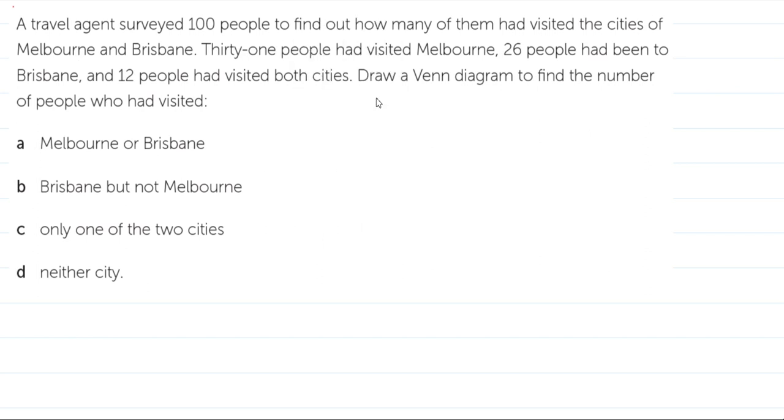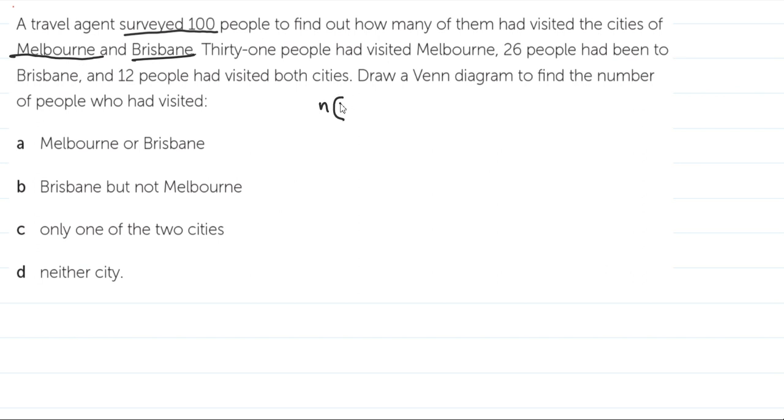The problem says a travel agent surveyed 100 pupils. That would be our universal set, to find out how many of them had visited the city of Melbourne and Brisbane. That means we have just two sets, Melbourne and Brisbane. So I think we should just go ahead and begin.